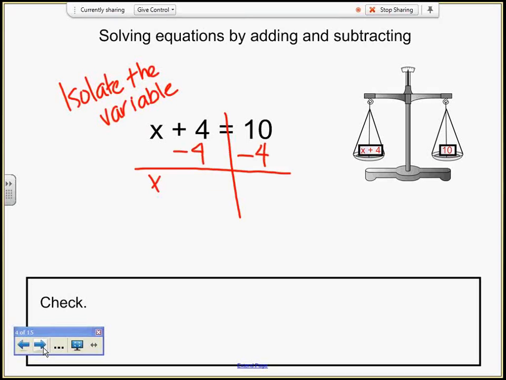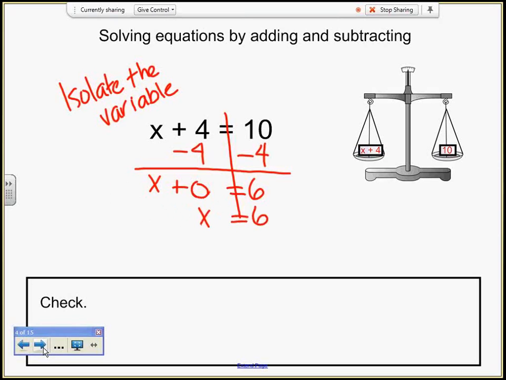So I bring down my x. 4 plus negative 4 is 0. And 10 minus 4, or 10 plus negative 4, is 6. So now I have x plus 0 equals 6. The reason I subtracted 4 was because I wanted to get to 0. If I can get to 0 over here, then really x is all by itself. So x plus 0 is equal to x, and so x is equal to 6.